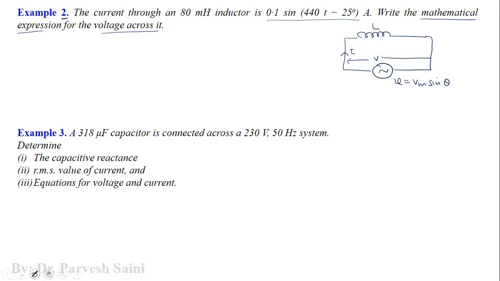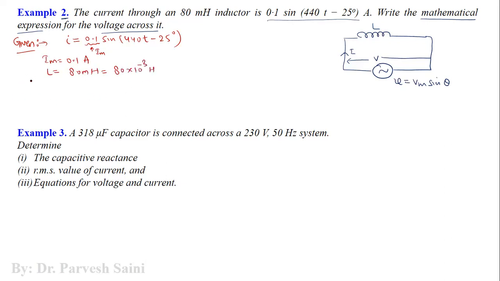Now the given parameters are: I is equal to 0.1 sine (440t minus 25 degrees). Now, if we compare this with the standard equation, we get Im equal to 0.1 ampere, and L is given as 80 millihenry. So 80 millihenry is equal to 80 into 10 raised to the power minus 3 Henry.